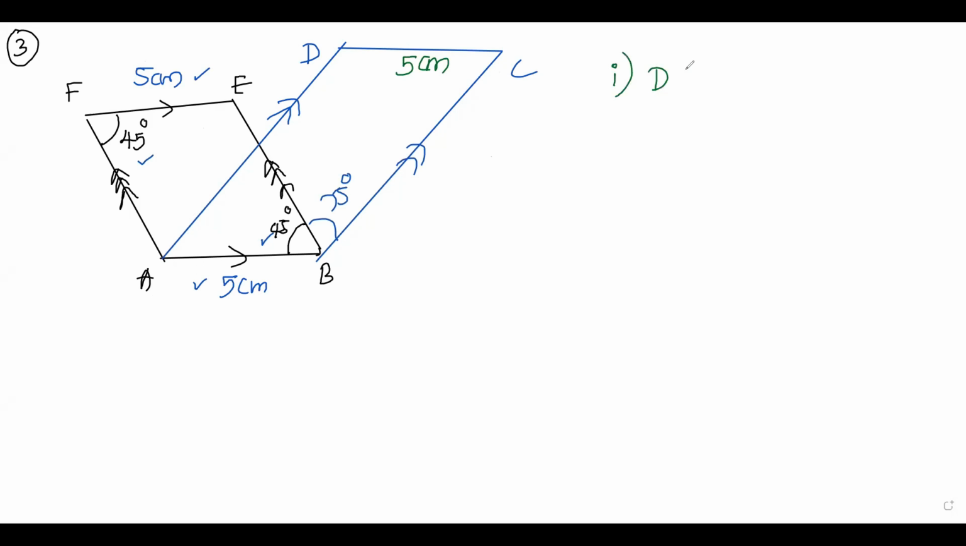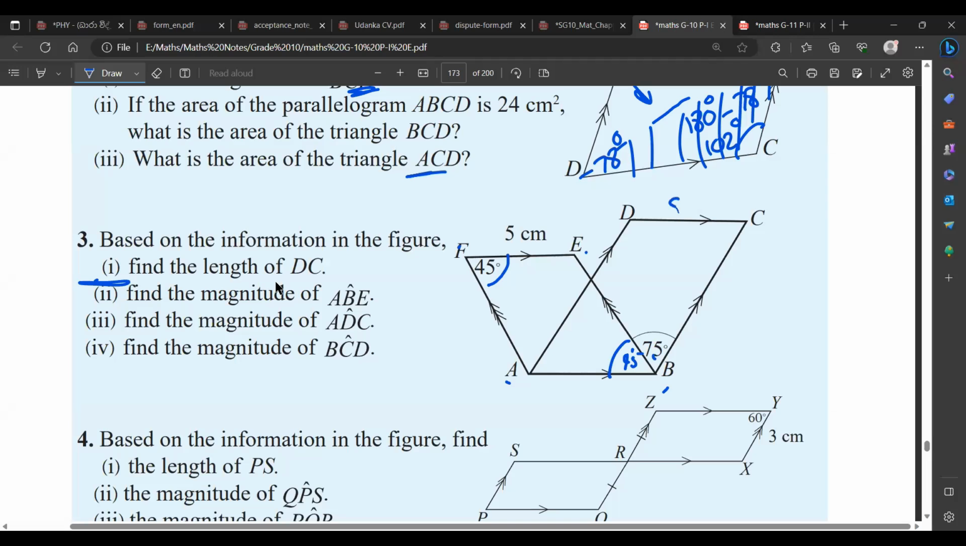You can write. They ask you firstly, what is the length of DC? It should be equal to 5 centimeters because it is a parallelogram. So you can mention this DC as 5 centimeters. This one also 5 centimeters. You can take this one also 5 centimeters.